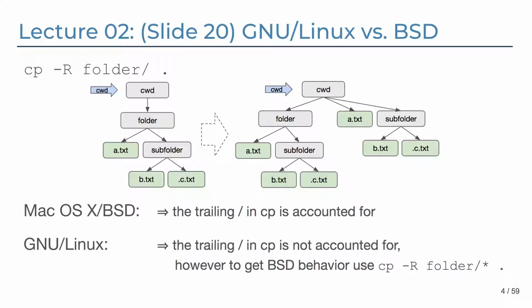However, thankfully we already learned about Unix wildcards, and so there's one easy way to mimic that behavior. You just have to append a star to select all the files after the slash, and then you get there too. Cool, then let's move on to a recap of our last lecture.